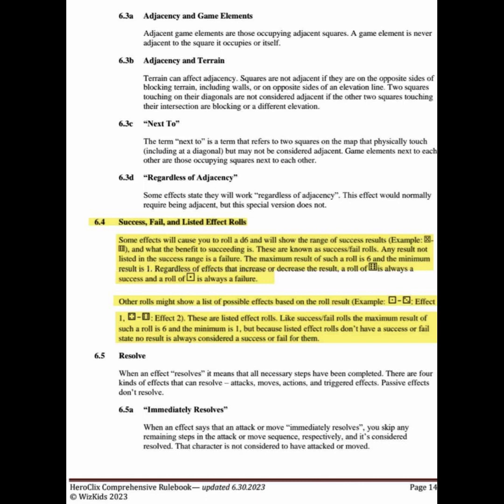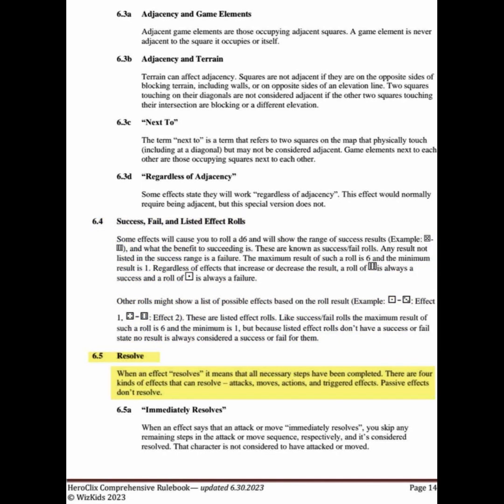Other rolls might show a list of possible effects based on the roll result, example 1 through 3, Effect 1, 4 through 6, Effect 2. These are listed effect rolls. Like success fail rolls, the maximum result of a roll is 6 and the minimum result is 1. But because listed effect rolls don't have a success or fail state, no result is always considered a success or a fail for them.